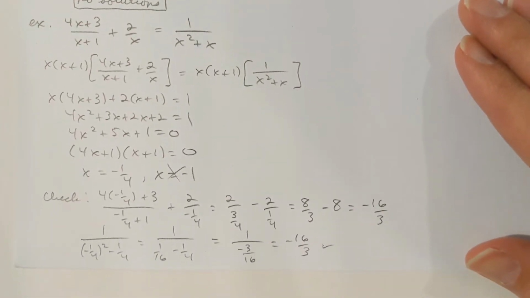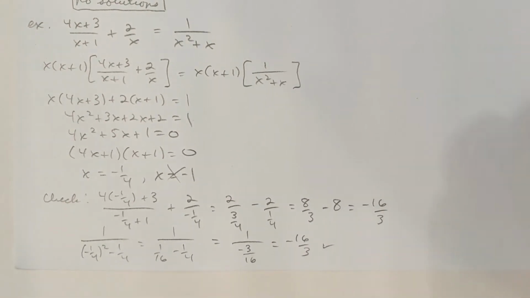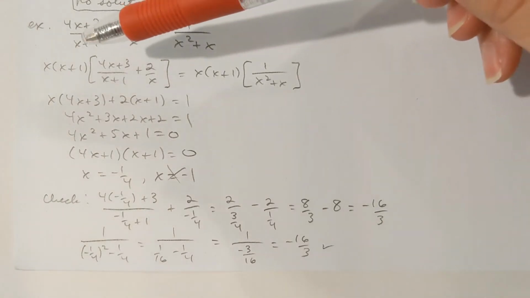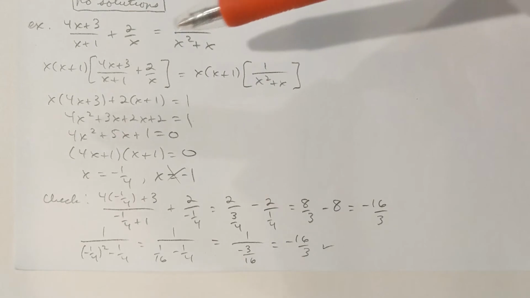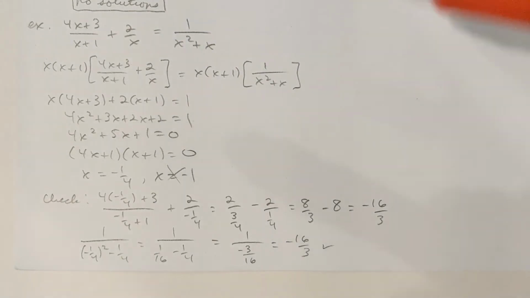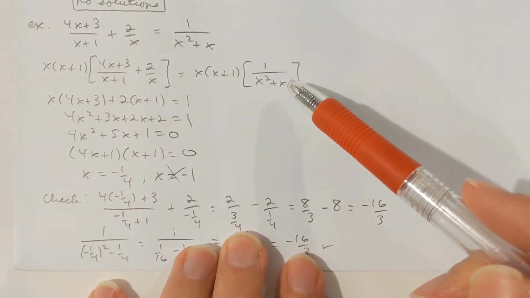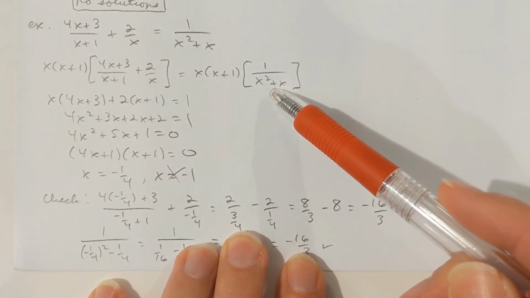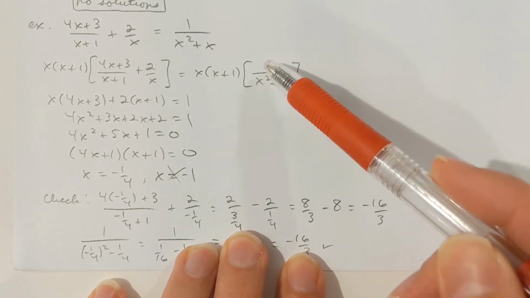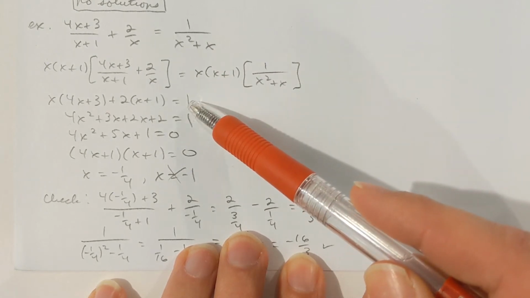Okay, and then here's a third example. Again, we're solving for x, and we want to get rid of the fractions right away here. X times x plus 1, we'll be able to get rid of all three of these fractions. X times x plus 1 is x squared plus x. So you've got x squared plus x right here, and an x squared plus x right here. Those will cancel, leaving you with 1 on the right.